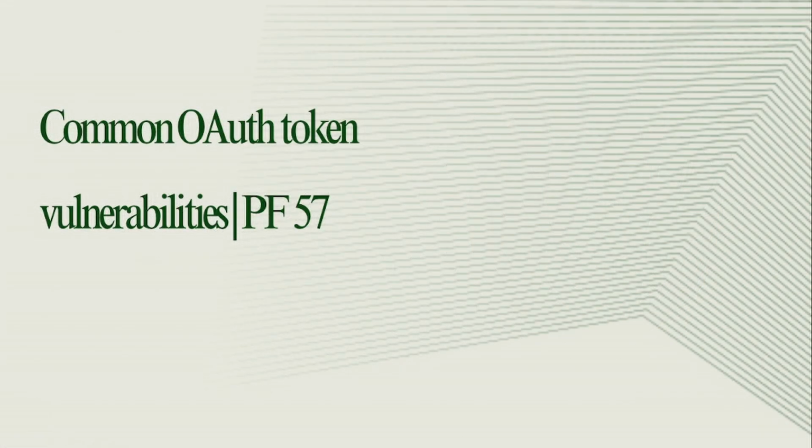Let's discuss common OAuth token vulnerabilities, PF57. In this section, we'll discuss what parts we are going to cover in this PF57, just an overview, and then we can jump to section 1 and so on until the section ending. So let's go to the next slide.